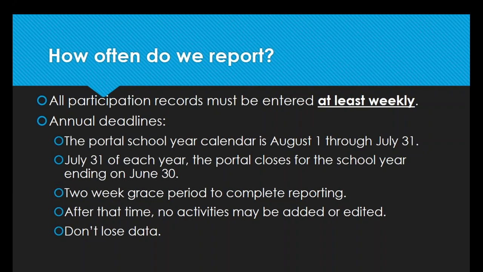If it goes longer than that, we find that you're forgetting that things happened, or activities just aren't getting reported, paperwork gets lost, all kinds of complications can enter in, and then we lose that reporting opportunity. And there's really nothing we can do to go back and change that. We do give you a 2-week grace period after July 31st to make sure everything's complete. And then after that time, it's gone, and we lose, again, anything that was not reported.